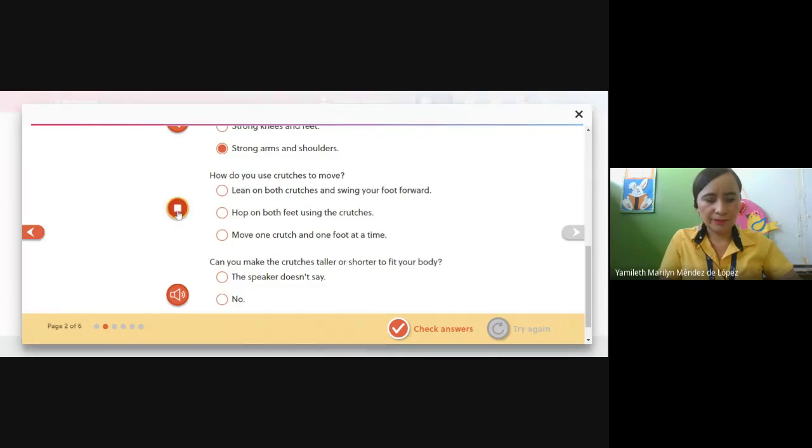You stand on your good leg, and then you lean forward on the crutches with one under each armpit. Then you balance on both crutches and swing your good leg forward.